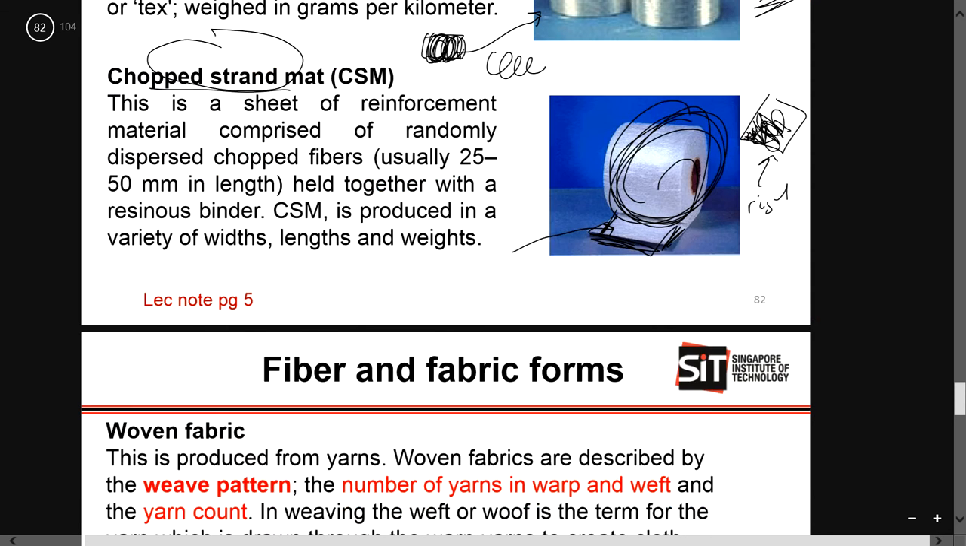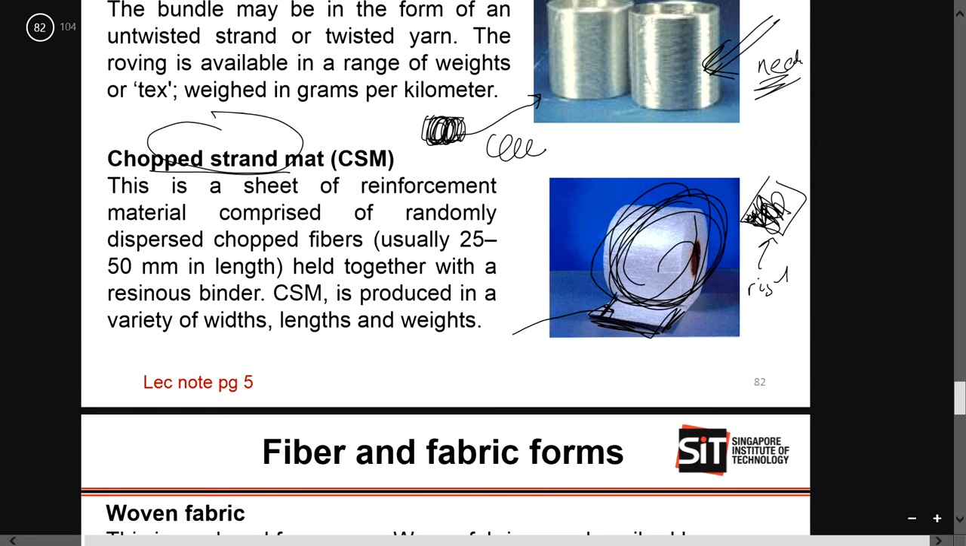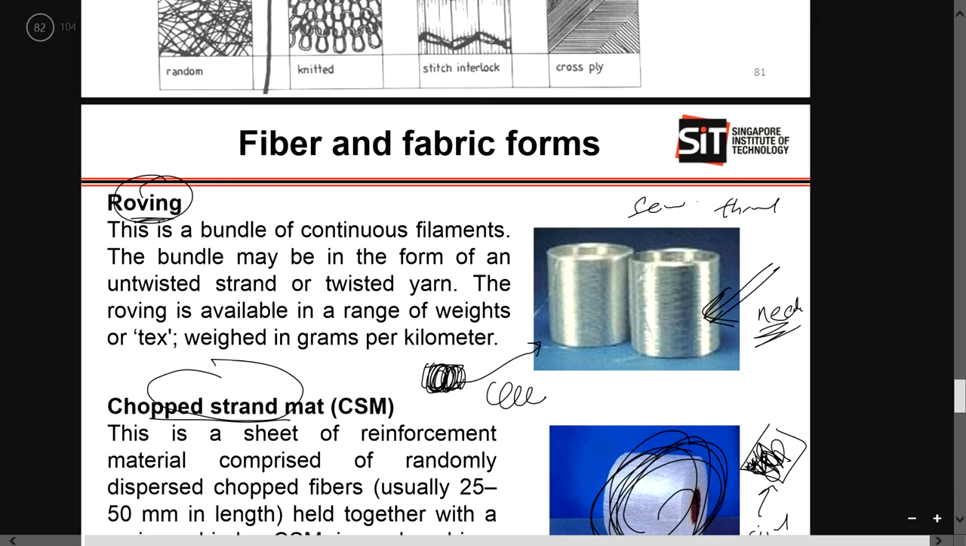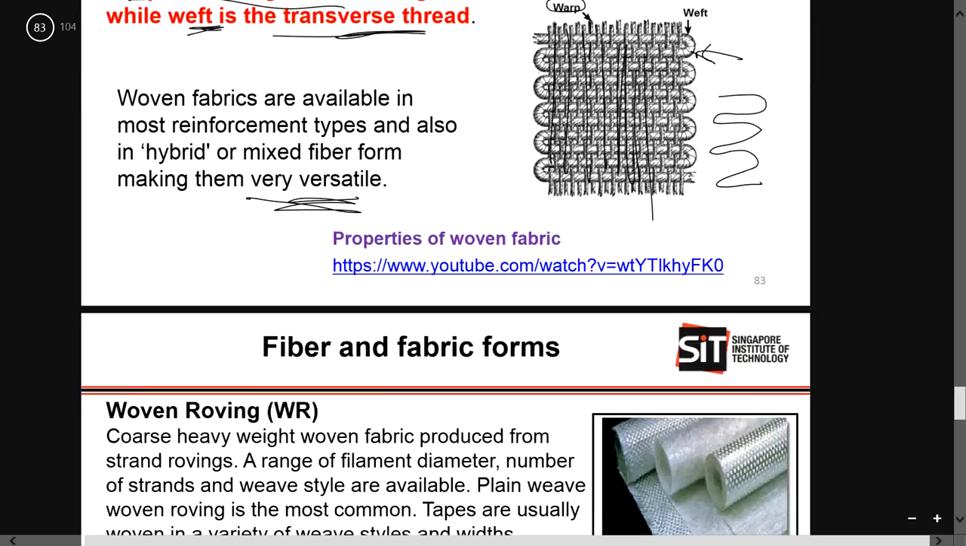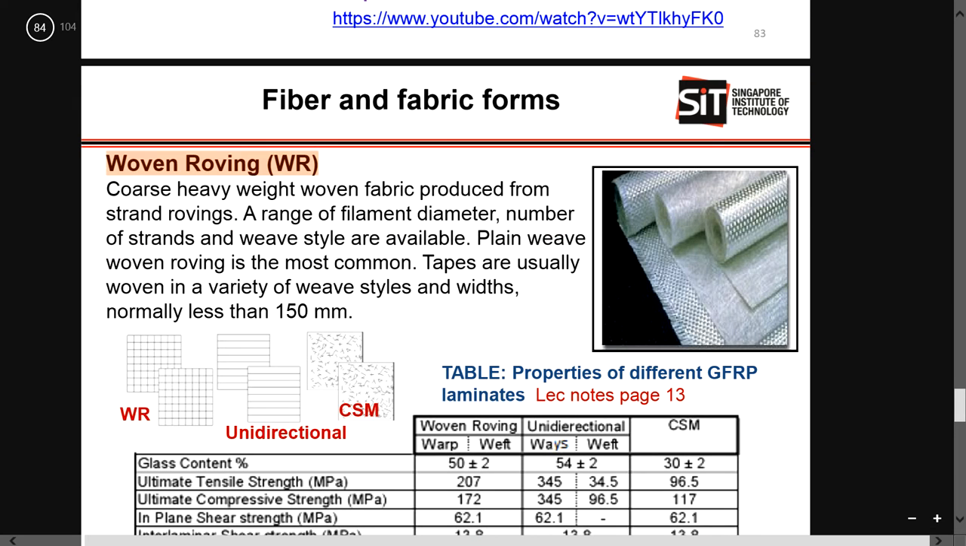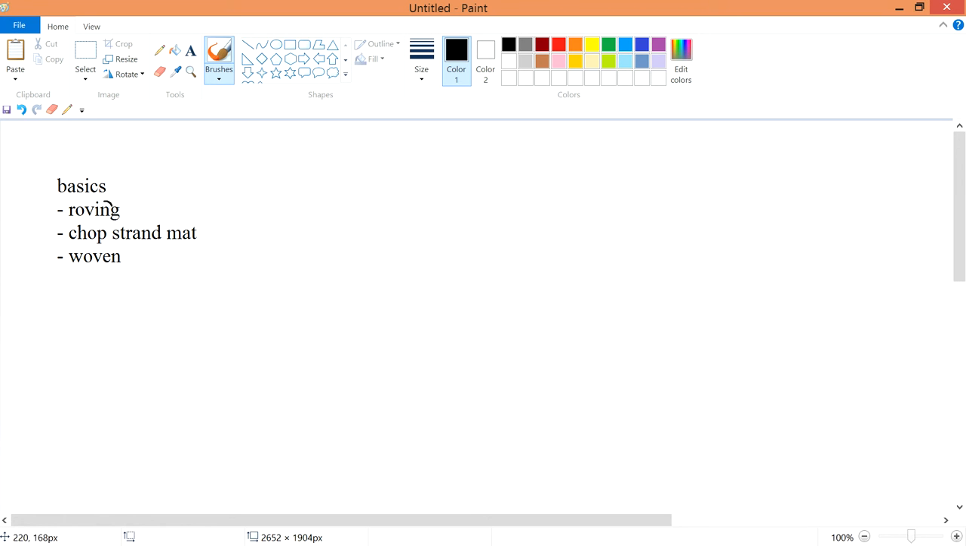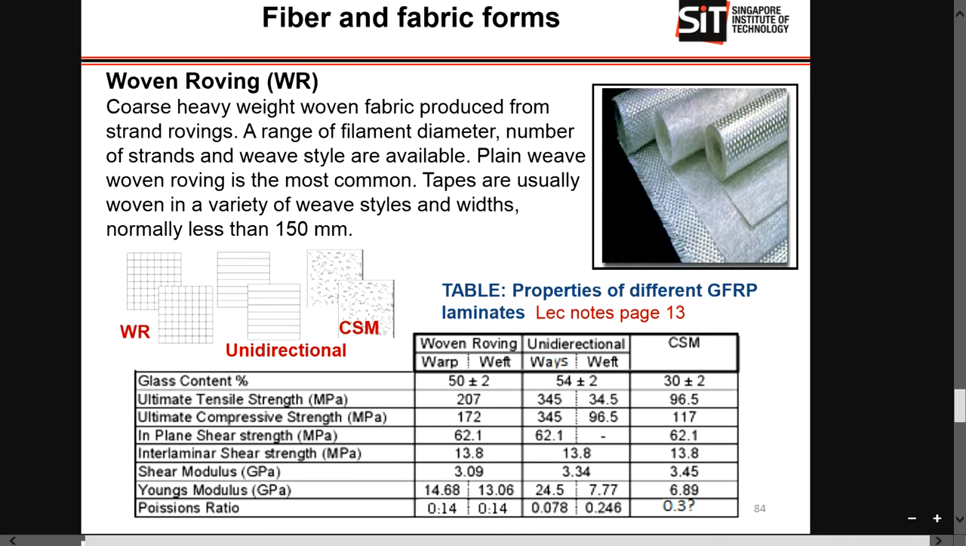Comparatively, chop string mat is like toilet paper, that's it. Roving is also quite versatile because it is a single string, so you can mix around. This is why they mix the roving with the woven, and you have a woven roving now. So the basic forms are three types: roving, chop string mat, and woven. Then you take the roving and the woven, mix them together, and you have woven roving. Woven roving is a coarser, heavyweight woven fabric.